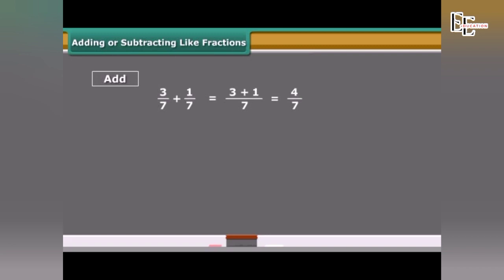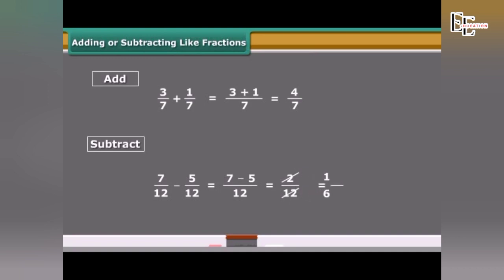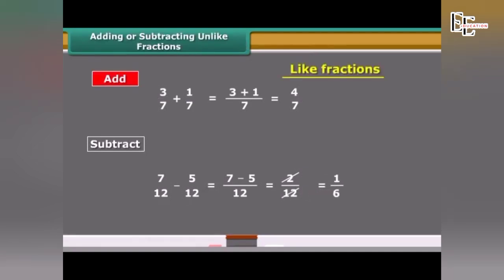To get the difference of two like fractions, first we subtract the smaller numerator from the bigger numerator. Second, retain the common denominator. Then write the fraction including both the results. We have learned to add and subtract like fractions.